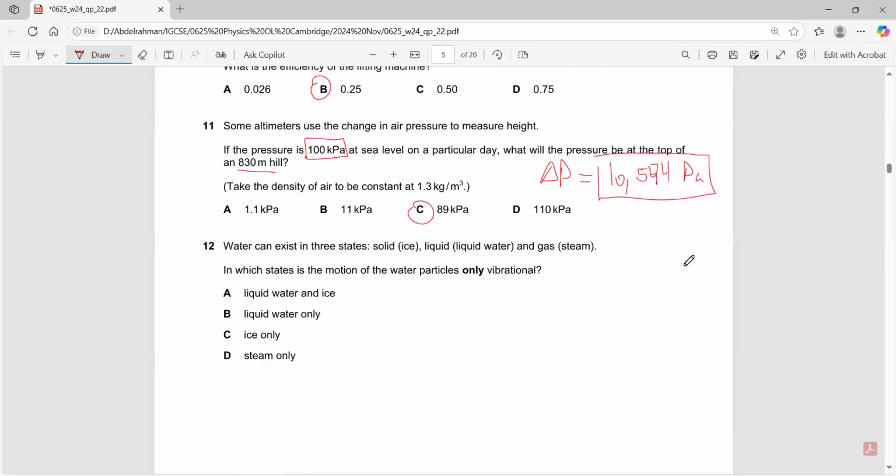Water can exist in three states: solid, liquid, and gas. In which states is the motion of the water particles only vibrational? Only vibrates in ice because it is a solid.